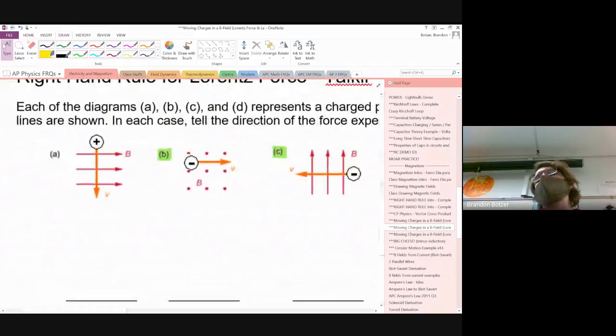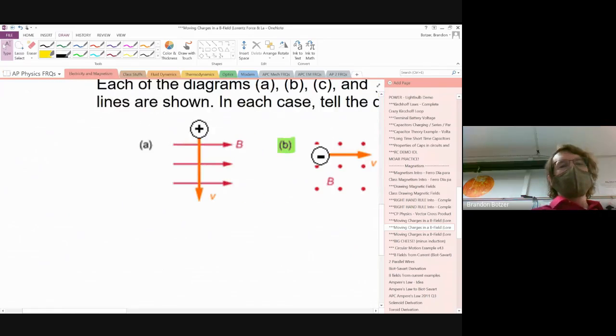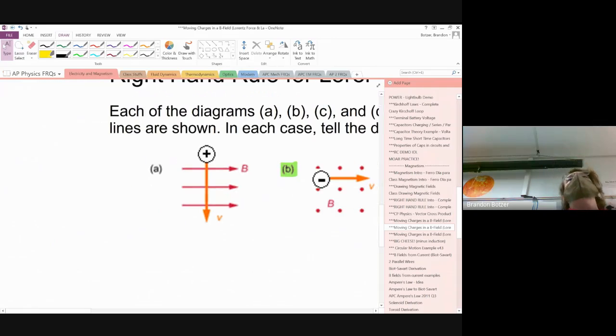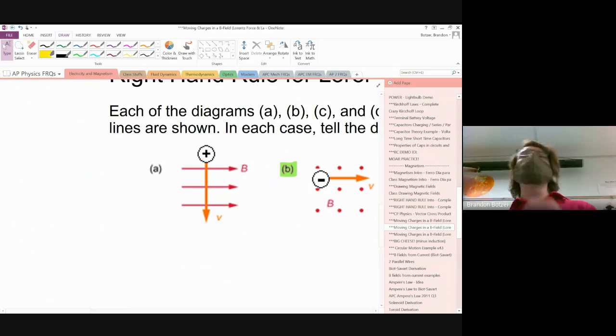And this is where we start getting into some fun today. Mikey, can you see that downtown? Okay. We're going to go through these one at a time.